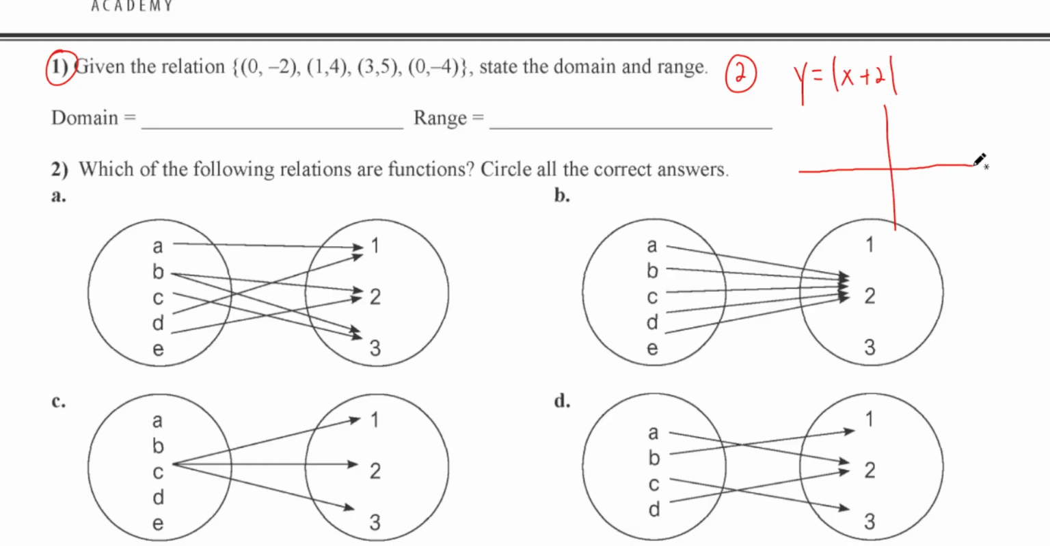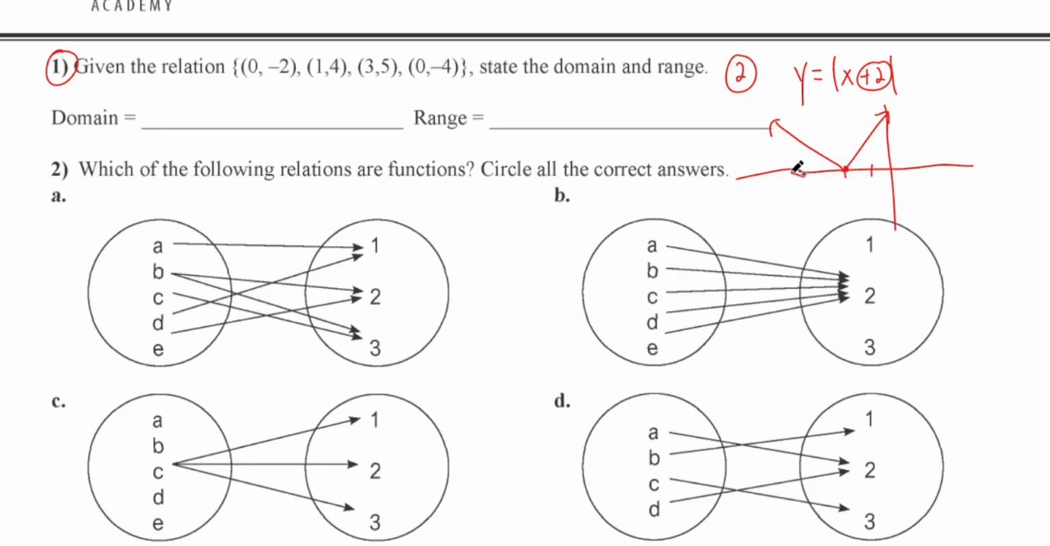Well, if I was to graph it, what is that plus 2 going to do? It's going to move it to the what? To the left, 2 places. So really, it's going to start here, isn't it? And then it's going to go up here, and it's going to go up here. So what's the domain of this? What are the possible x values? All of them, that's right.